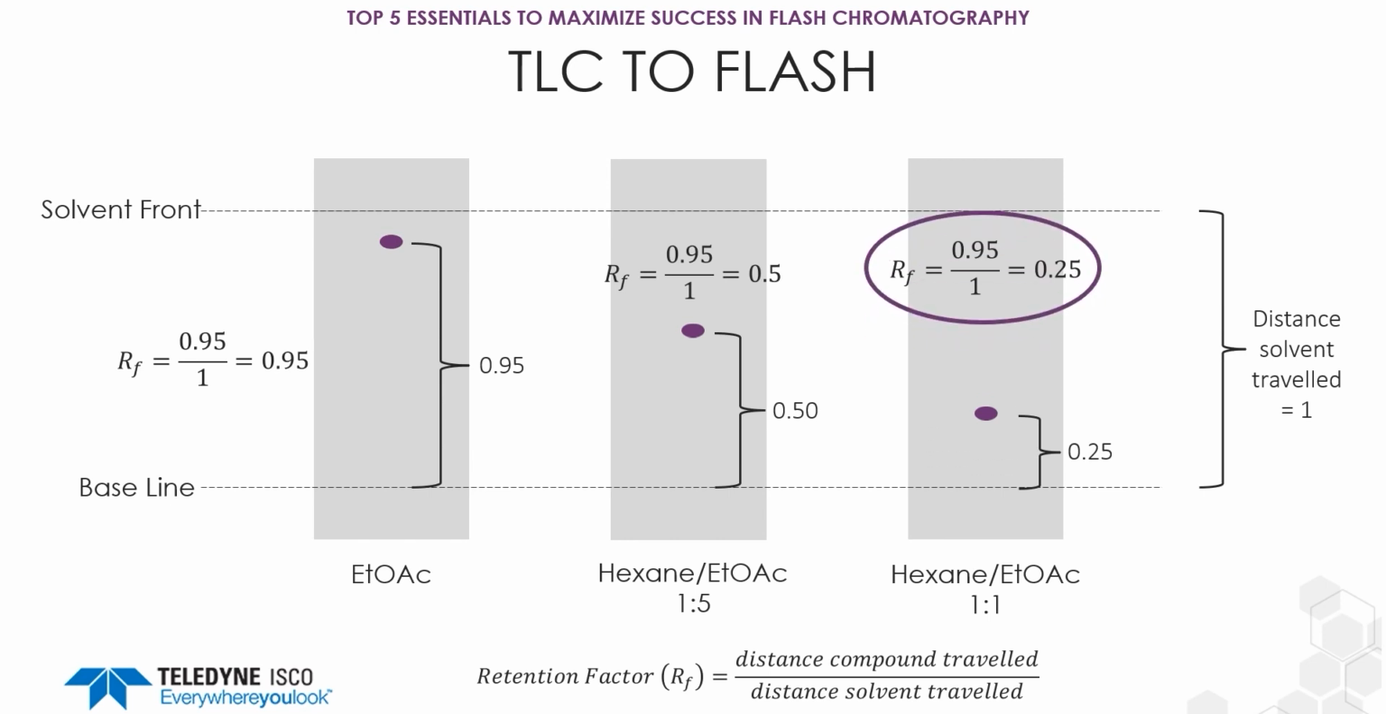Now, actually, we want to have our retention factor at 0.25. That's the retention factor we want for our compound of interest, plus or minus 0.05. So if you have a retention factor from 0.2 to 0.3, that's good method development. That's exactly what we're looking for.